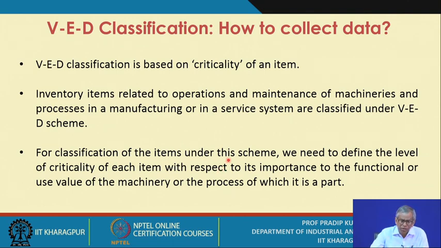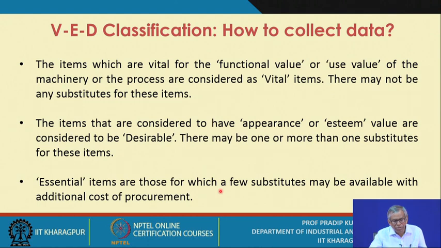For classification of the items under this scheme, we need to define the level of criticality of each item with respect to its importance to the functional or use value of the machinery or the process of which it is a part. That means here is a machine or here is a process in which this inventory item is required to be used, and this particular item serves this purpose. That means what is its functional value with respect to the operation as well as the performance of the equipment or the process under consideration. Okay, so this knowledge is a must.